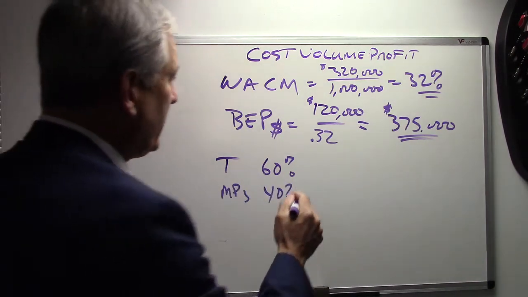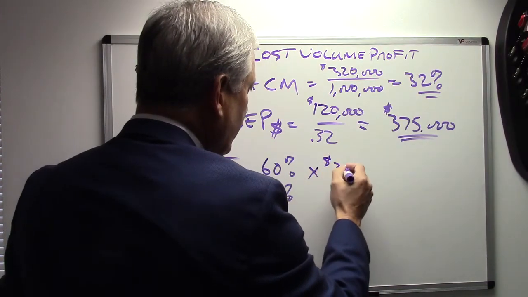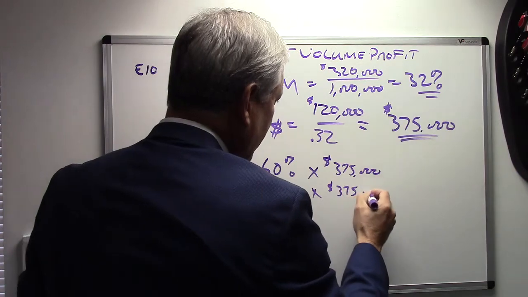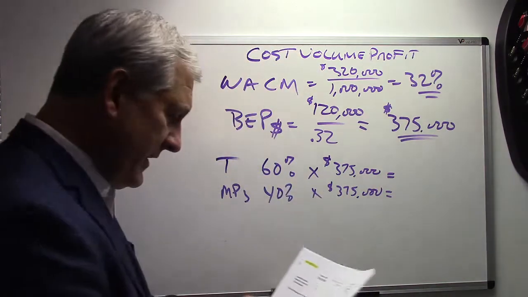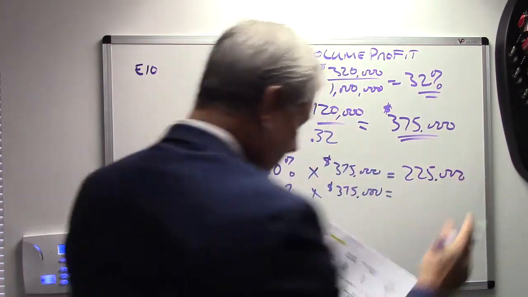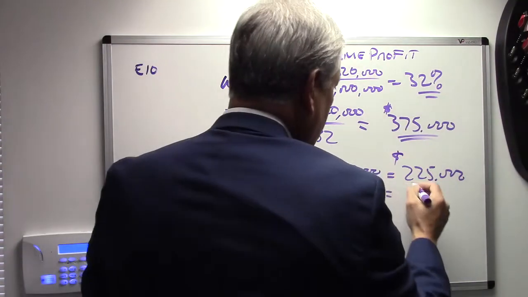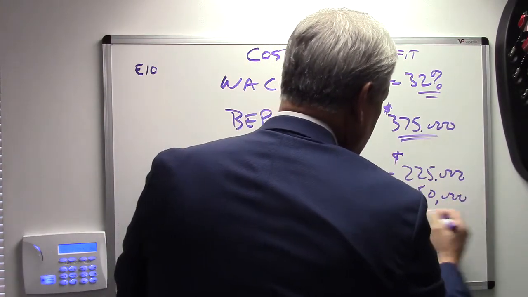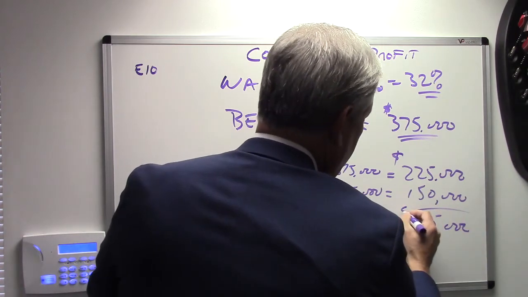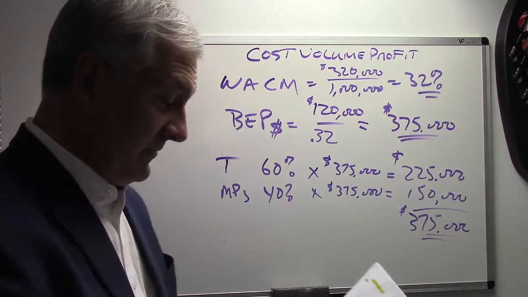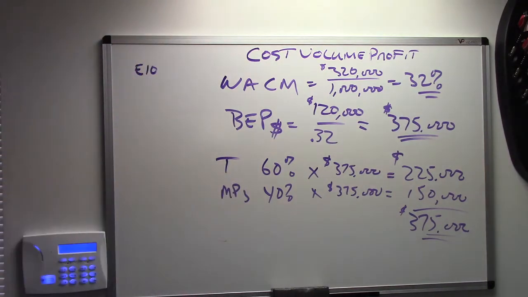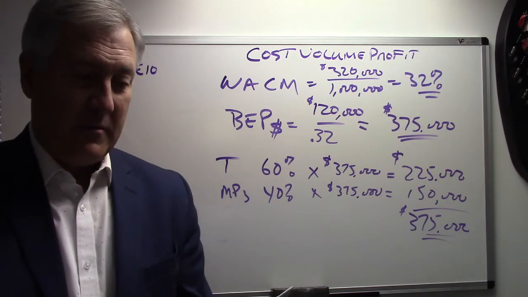And then all we're going to do here is multiply this times $375,000, and multiply this times $375,000. And it's going to tell us what we need to have. So we got $225,000 here, and we have $150,000 here. This is what the sales mix has got to be, and this must equal $375,000. So that is exercise number 10. Again, a pretty straightforward problem.